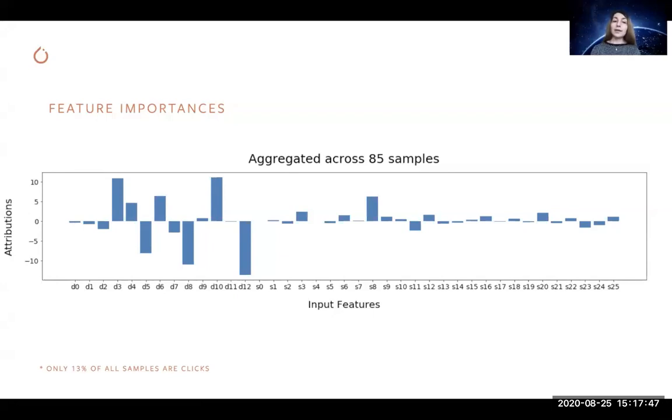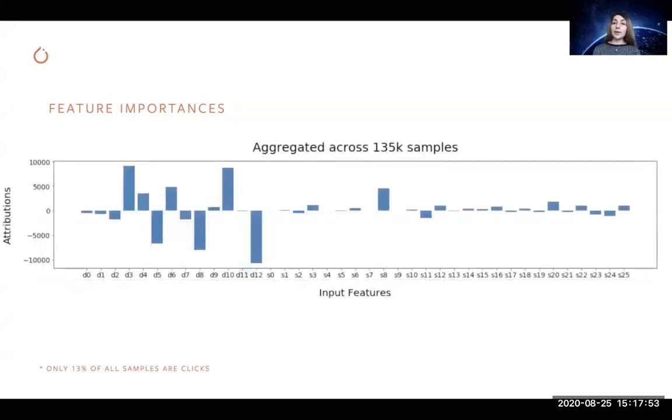So now let's increase our sample size from 85 to 135K and see how the pattern changes. So we see a similar pattern again. For larger sample sizes, we still see that the dense features are contributing significantly to non-clicks.